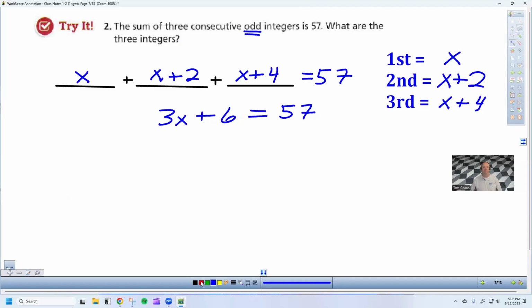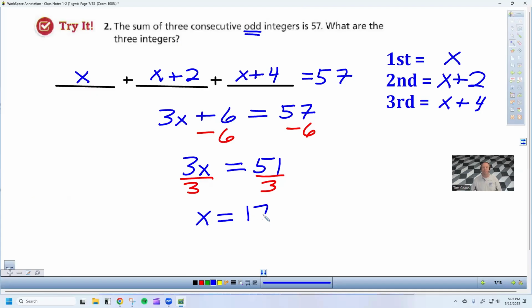All right, 2 steps can solve this equation. I'm going to subtract 6 from both sides. That takes care of this number being added onto the variable side. And a 3x drops down. 57 minus 6 equals 51. And dividing both sides by 3, I get that x is equal to, and then 51 divided by 3 is 17.